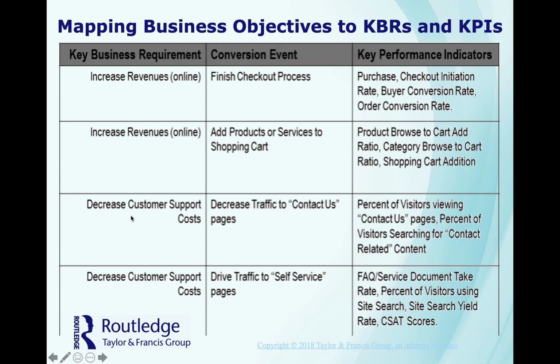If you are trying to decrease customer support cost, the conversion event that needs to happen is to decrease traffic to contact us pages. That does not mean removing the contact us page, because that can have a reverse effect. You're trying to give as much information as you can before they actually hit contact us. So the KPIs you would be tracking would be the percent of visitors viewing the contact page, or the percent of visitors searching for contact related content. On one of these you're trying to increase the rate, and on the other you would be trying to decrease it, based on what your requirement is.